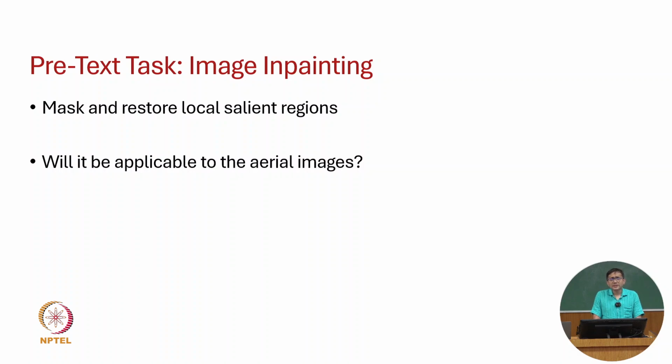Similarly, another idea is image inpainting, where the idea is to mask and then restore local salient regions. Think about this, whether it will be applicable to the aerial images. Think in terms of resolution. I'm giving you hints. Think in terms of the resolution, how it relates to the discussion that we have already done in our course before, or rather in today's class before.